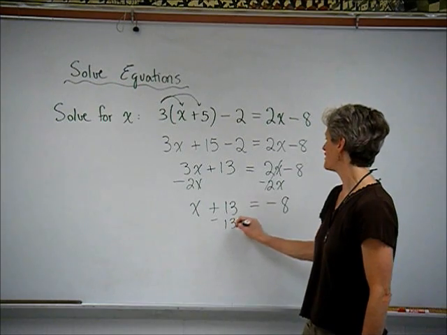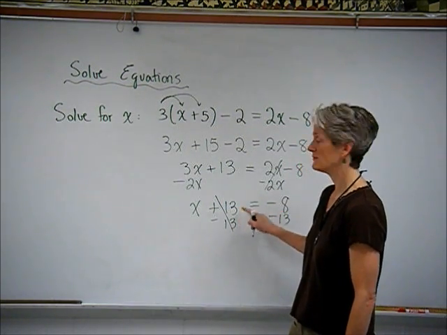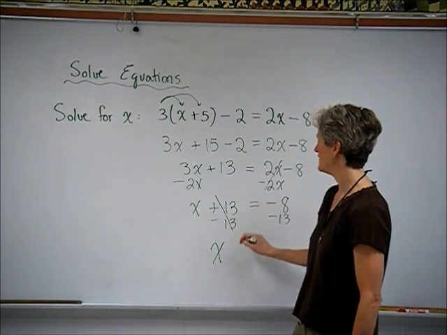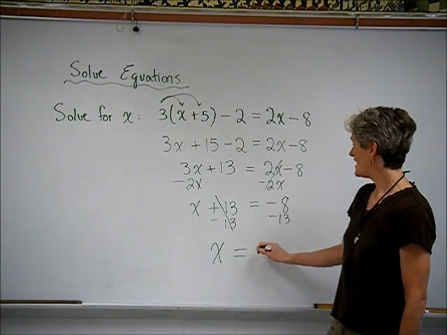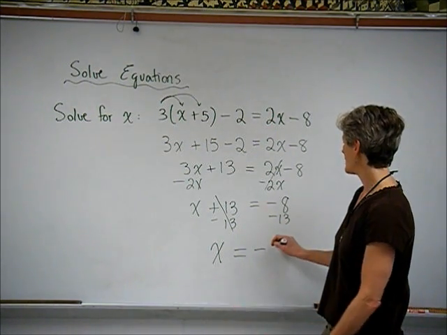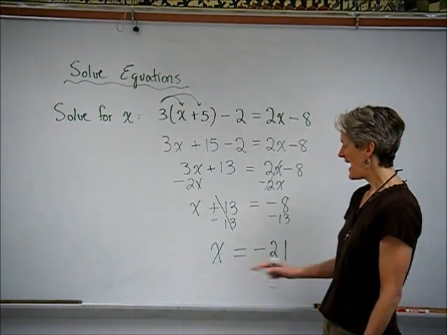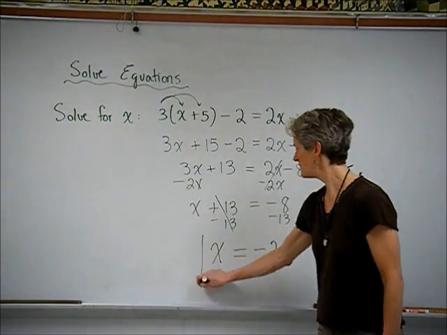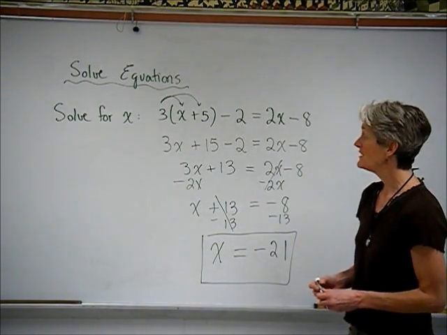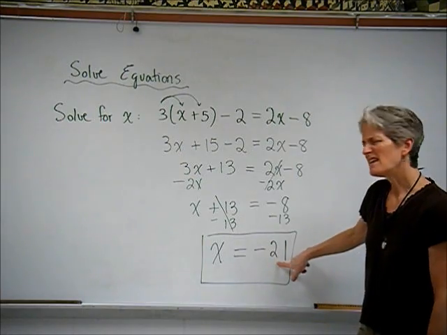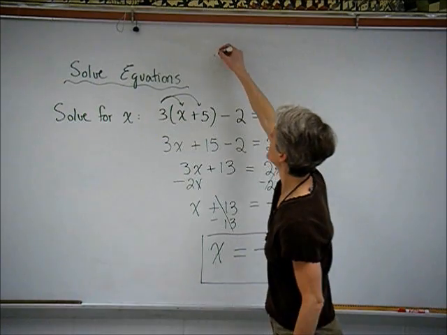Let's get rid of that pesky 13. Those become 0, right? Those are called additive inverses, by the way. Negative 8 and negative 13 more gives me a negative 21. Oh, hey, x is by itself. Am I done? I'm done.